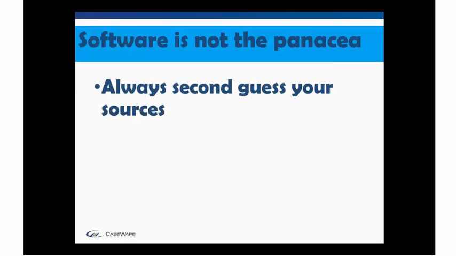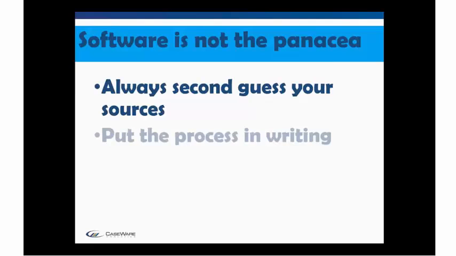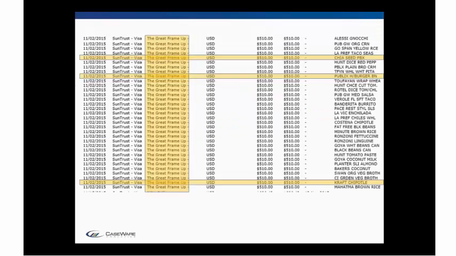Okay. Wow. Well, that's great. And the majority rules. Software is not the end-all, be-all answer. It is not. So I have 2 tips for getting good data because software is not the end-all, be-all answer. Number 1, always second-guess your sources. And number 2, put the process in writing. So let's explore always second-guessing your sources.